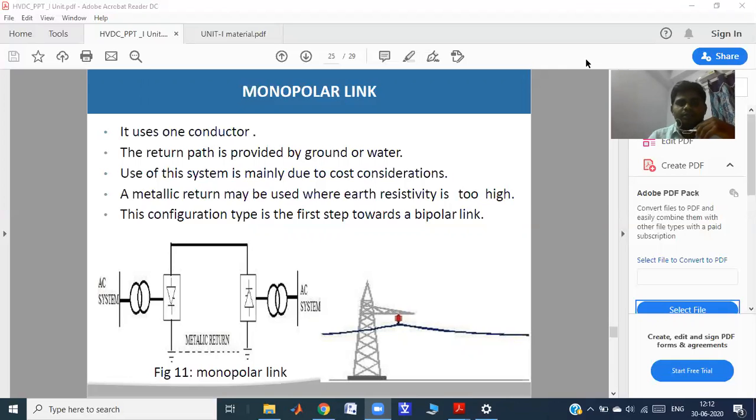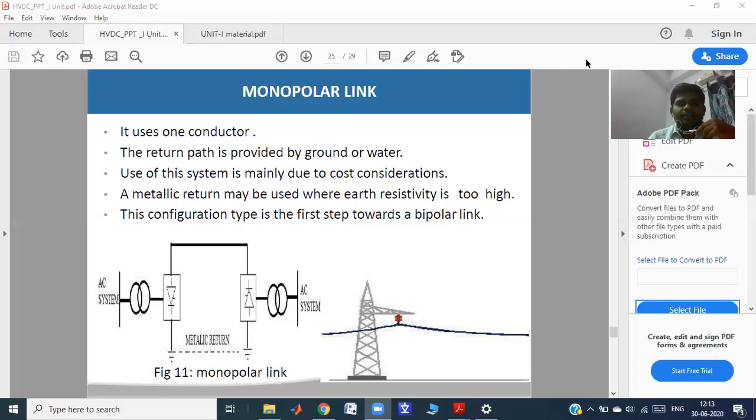Especially this type of system is used for submarine systems, where the water can be used as a return path. This system is used mainly due to cost consideration. The cost of the system is very low compared to the remaining two systems. Why? Because here only a single conductor is used.